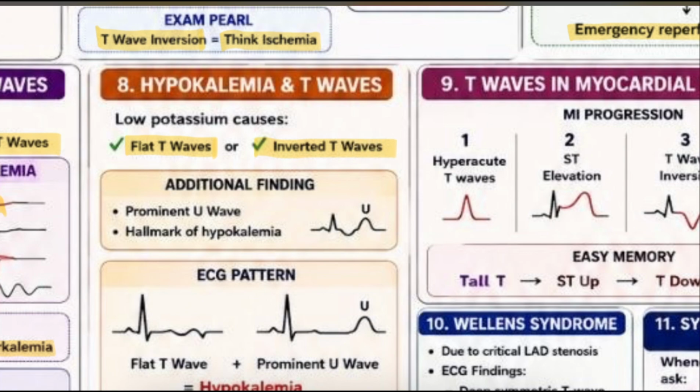Okay, so in additional findings you can see a prominent U wave. This is the hallmark of hypokalemia. In hypokalemia, mostly we can see a U wave. This is the most common. So a prominent U wave is the hallmark of hypokalemia.